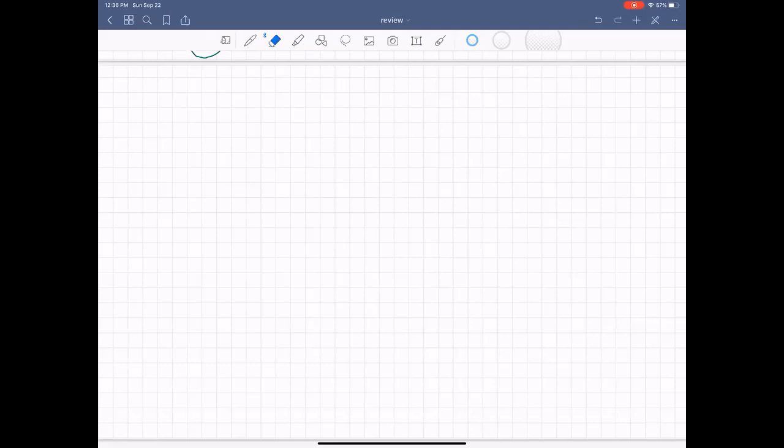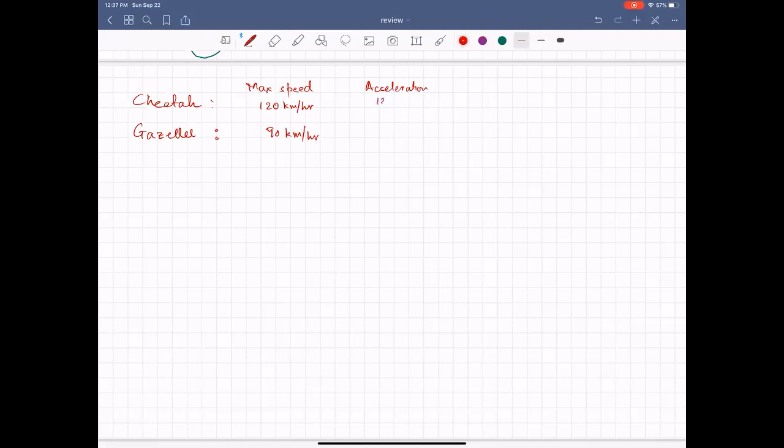Let me write all that information down here. There's the cheetah, and there's the gazelle. The information about the cheetah is that its max speed is 120 kilometers per hour. For the gazelle, it is 90 kilometers per hour. The acceleration is 120 kilometers per hour in 3 seconds.